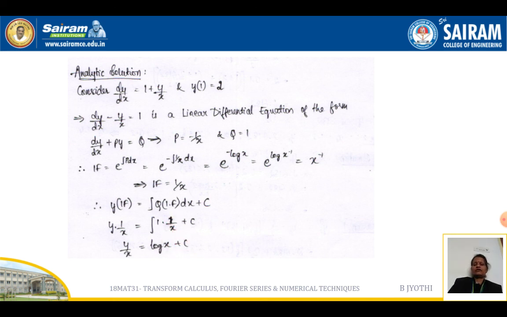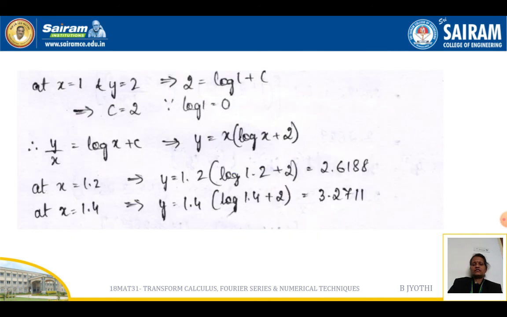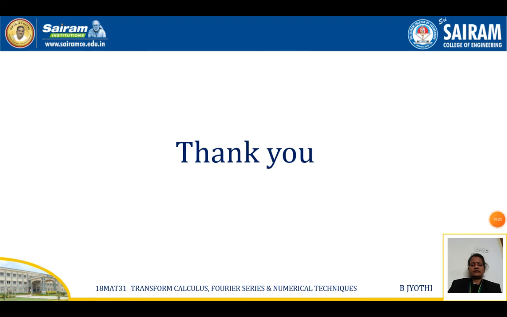Now to find out the value of c, substitute the initial condition, x as 1 and y as 2. So we get c is equals to 2, because log 1 is 0. Next, y by x is equals to log x plus c. So c value is replaced. So we are getting y is equal to x times log x plus 2x. Substitute 1.2 and 1.4 to get respectively 2.6188 and 3.2711. These are the values. This can be compared with the numerical method. Thank you.